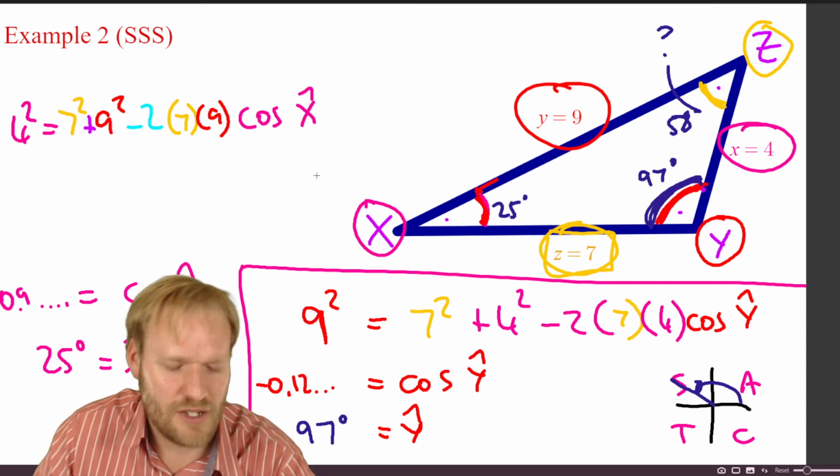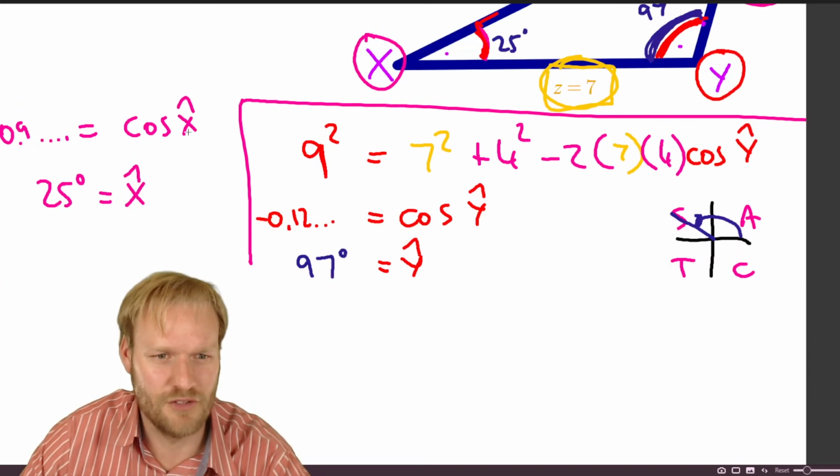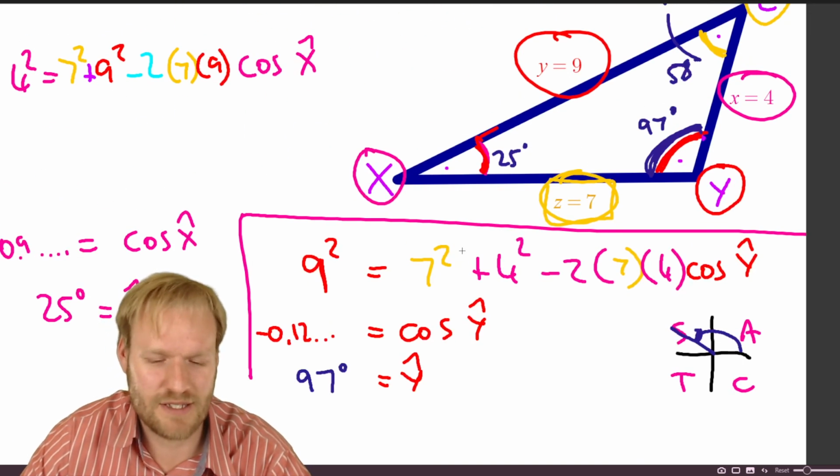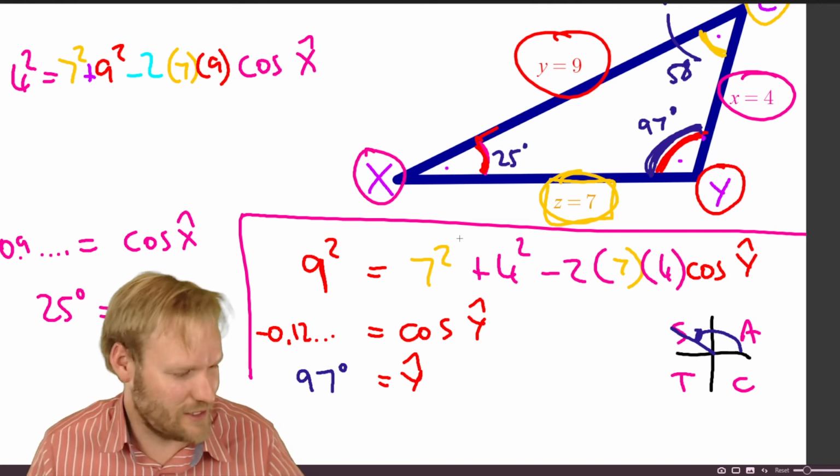So once you get into it, you'll get into the flow of using that. So yeah, carry on with the next exercise. We'll do heights and distances in the next one.